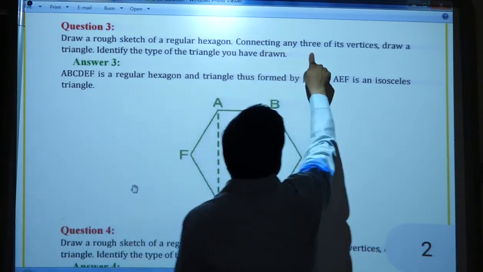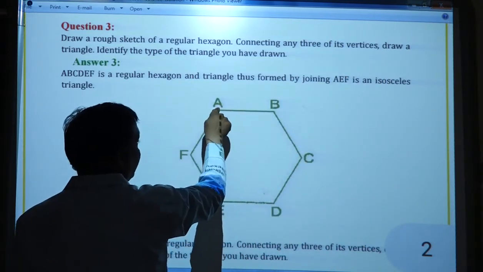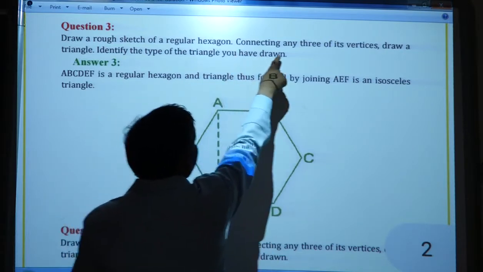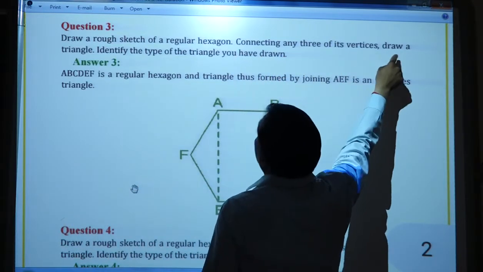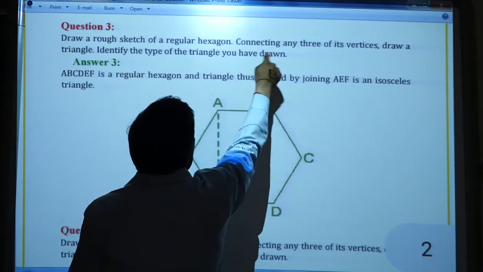Hexagon, connecting any 3 of its vertices. Vertices means these are the vertices. This is vertex A, F, E, D, C, B. These are the vertices. Connecting any 3 of its vertices, draw a triangle. Identify the type of triangle you have drawn.